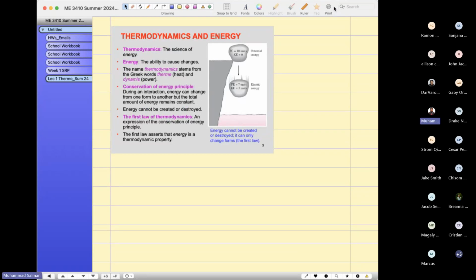Thermodynamics is the science of energy. Energy is the ability to cause change. The conservation of energy principle says that energy remains conserved. Some of the slides I would suggest you read by yourself, and I'm going to solve a few problems for you. So let's do an example of the first law. This example is very easy to understand.